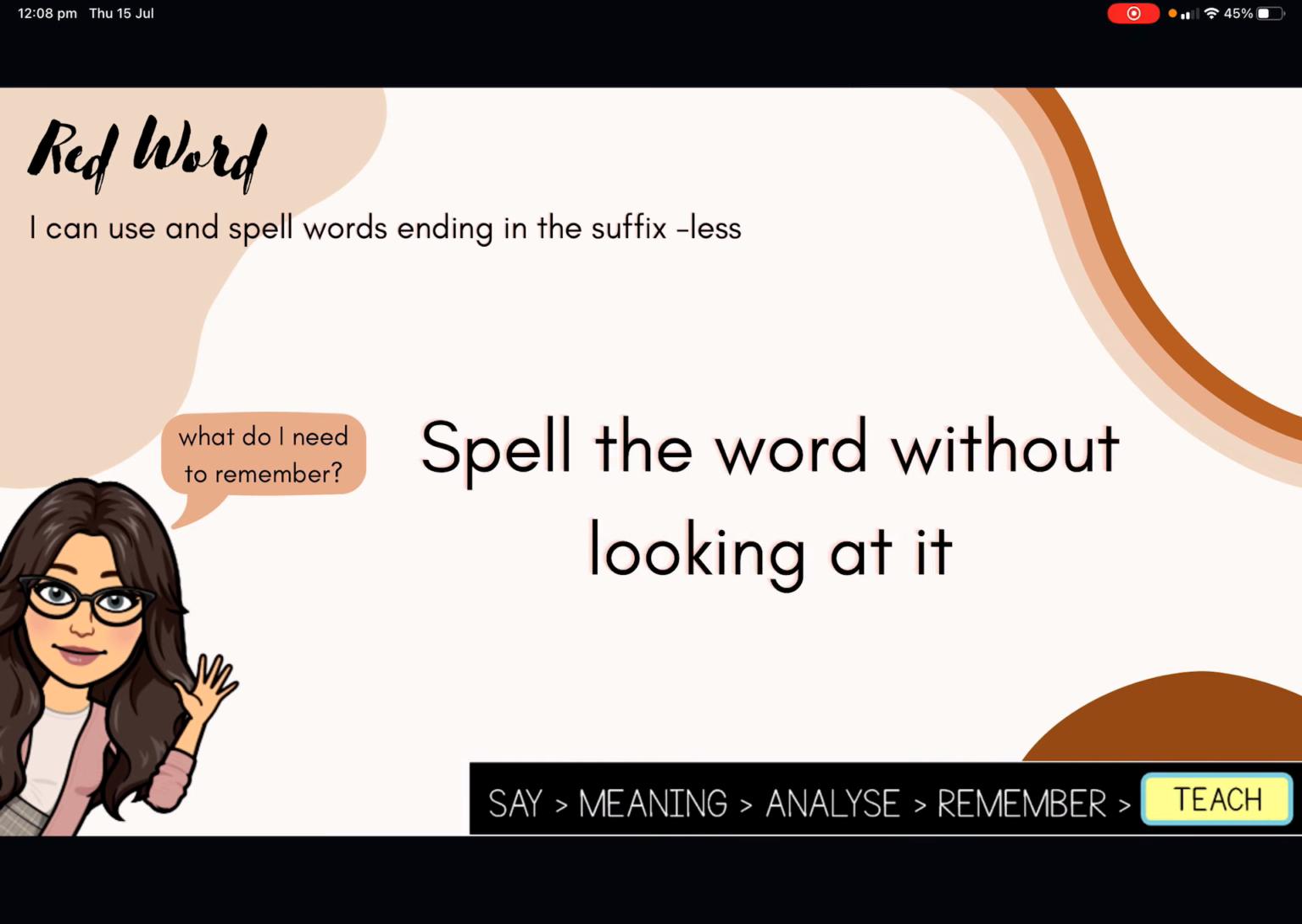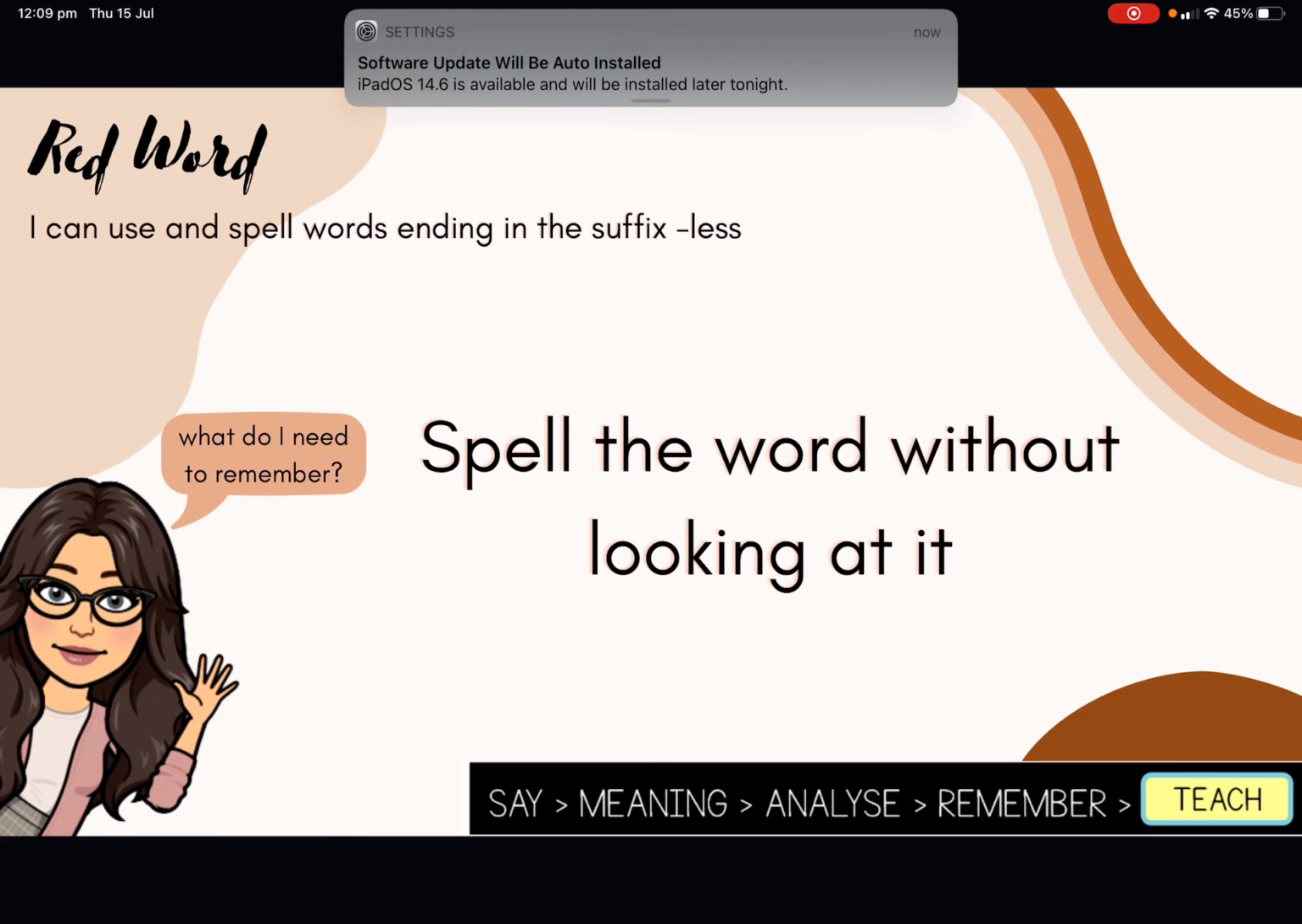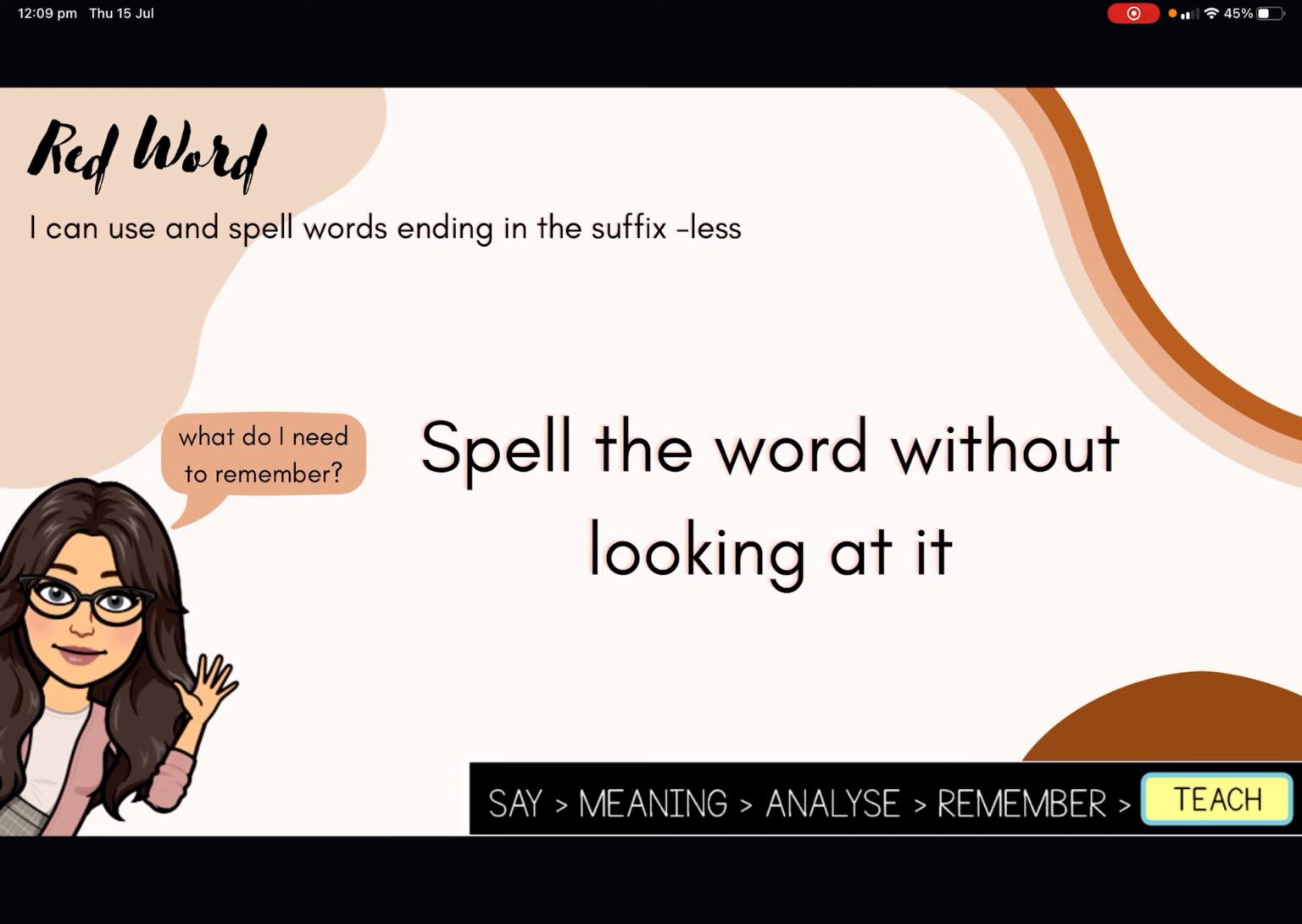Okay, have a turn at spelling the word without looking at it. Remember, the word is careless. You may like to do this on a piece of paper, in your workbook, on a mini whiteboard, or just using your finger in the air to trace the outline of the word. Now remember, if you don't have a family member or a friend nearby who can double check what you have written, it is okay. You can just write it on your book or however you are doing it, and then at the end of our little video, you can double check that you've spelt it correctly.